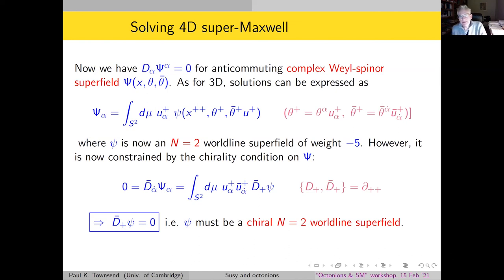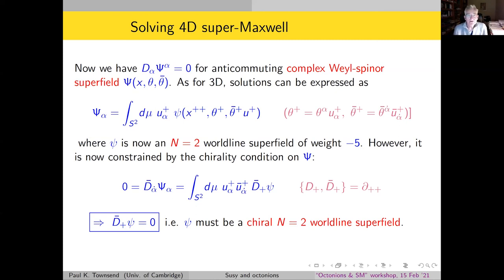However, it's now constrained. The point is there's now a constraint, which is this. I actually missed a point here. This has to be a complex Weyl spinor chiral superfield, otherwise it's not the right equation. So actually what you must impose is a chirality condition on this superfield, which means that this has to be zero. But you put that through here and you see by looking at this that you need a corresponding chirality constraint on the N equals two worldline superfield in order to get a solution of the 4D Maxwell equations. I should have put chiral up there.